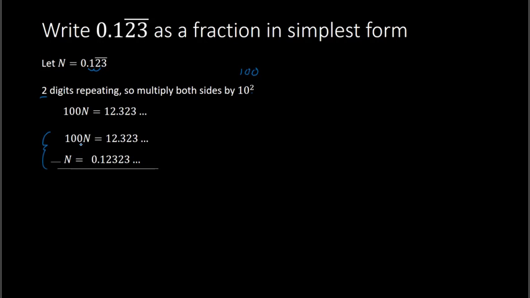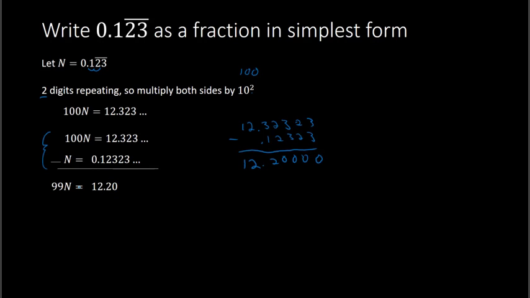So on the left side, we have 100n minus 1n, which would give me 99n. On the right side, 12.323, etc., minus 0.12323, etc. This would give me 12.2. And I'll show this over here for you. 12.323, etc., and then 0.12323, etc. When I subtract, notice that here it's going to be 0, 0, 0, 0, 2, and 12 is just 12. So we have 12.20.